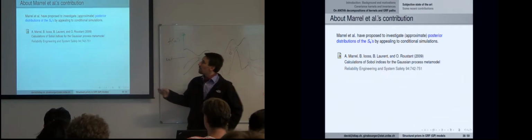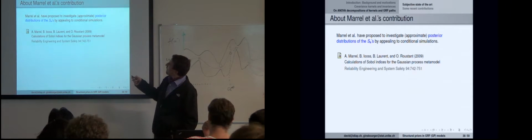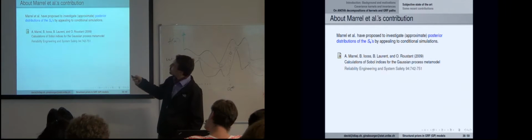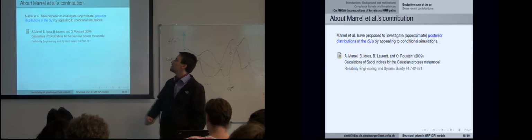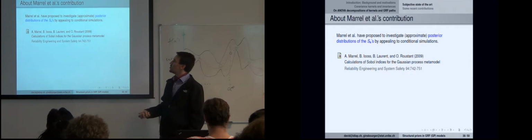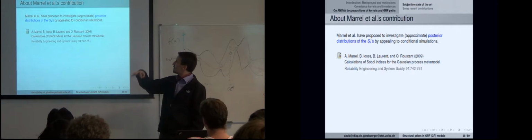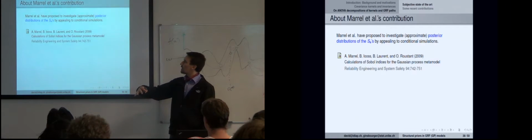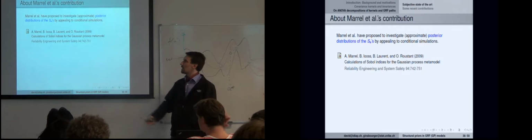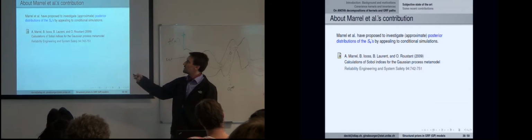Then in 2009, Marrel and co-authors have proposed to investigate the posterior distribution of the Sobol indices by taking draws of the Gaussian process. So basically, you simulate F conditional on the observations, and for each of the paths, you calculate all the integrals you need numerically to get realizations of SU.